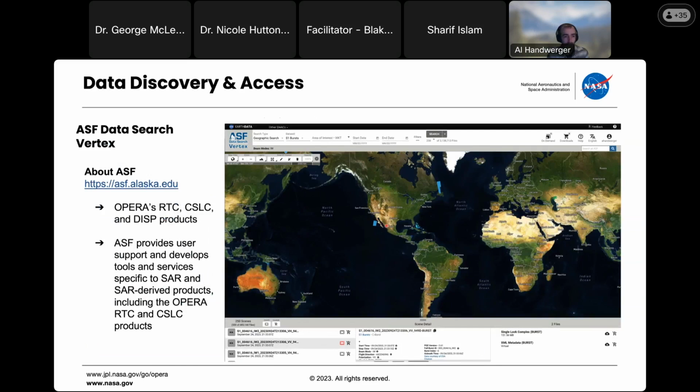And then for the SAR-based products, the Alaska Satellite Facility actually has their own really nice data search interface called Vertex. The OPERA data are not yet available through this, but this is something you can imagine will look like in the near future. And so for the level 2 products that I mentioned, as well as the displacement product, all of that will be accessible through Vertex Search here.